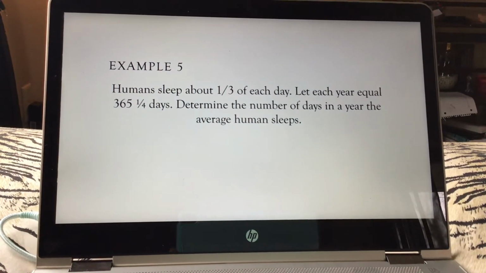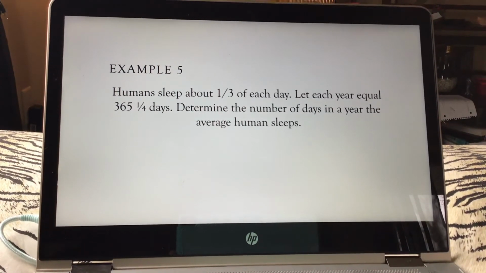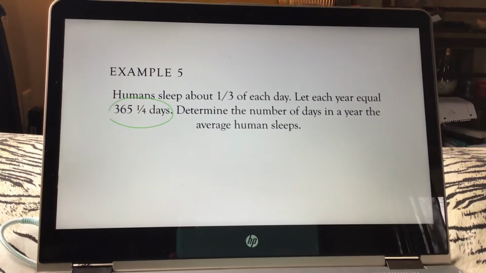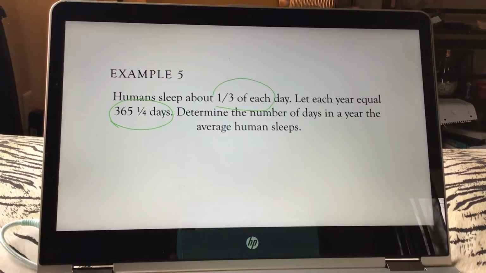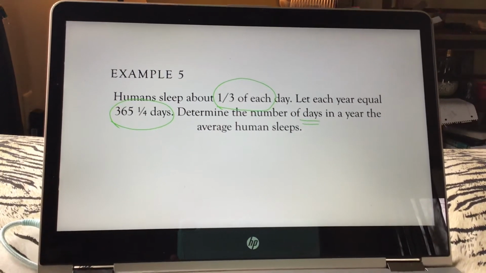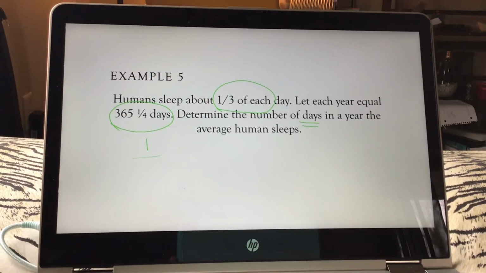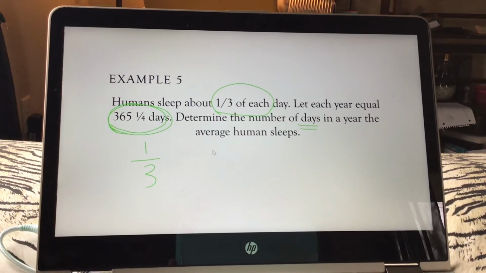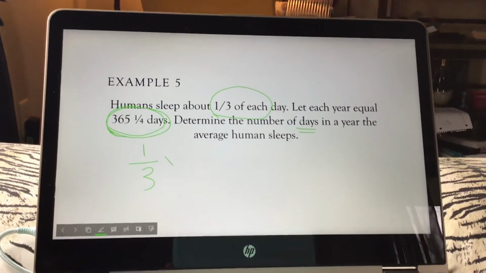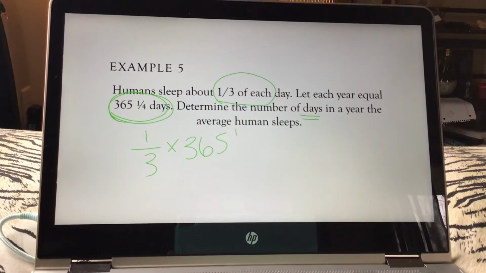So example 5. Humans sleep about 1/3 of each day. Let each year equal 365 days. Determine the number of days in a year the average human sleeps. So we know that we sleep 1/3 of each day. But we want to know each year if a year has 365 1/4 days. We need to multiply our 1/3 by 365 1/4 days.